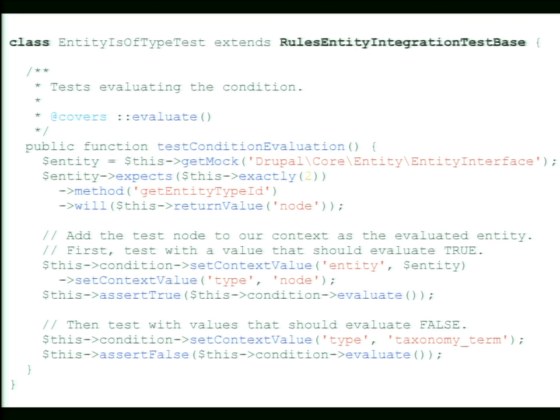Down here, we have the condition, and we set the context value entity to be the mocked entity. And we set the context value of the type to be node. Then we check that this condition should evaluate to true, because we have a mock object that returns node and we are checking for node. In a second test case, we set the context value to taxonomy term, and now we assert false. Those two together match exactly the two calls. Yep, that's it.